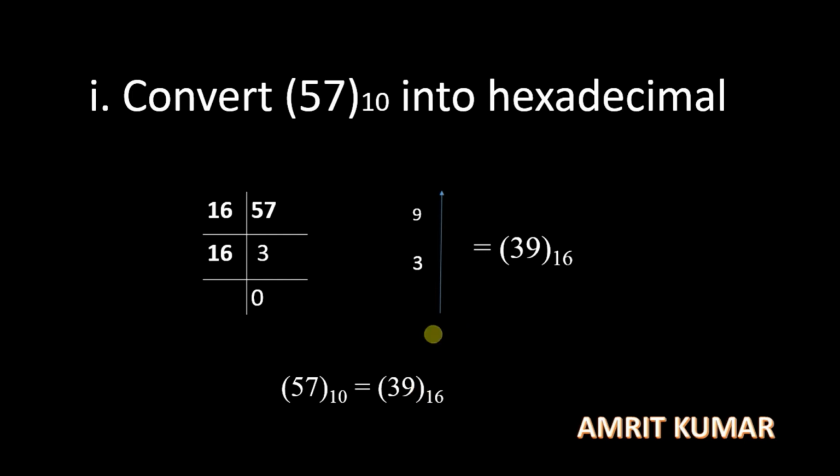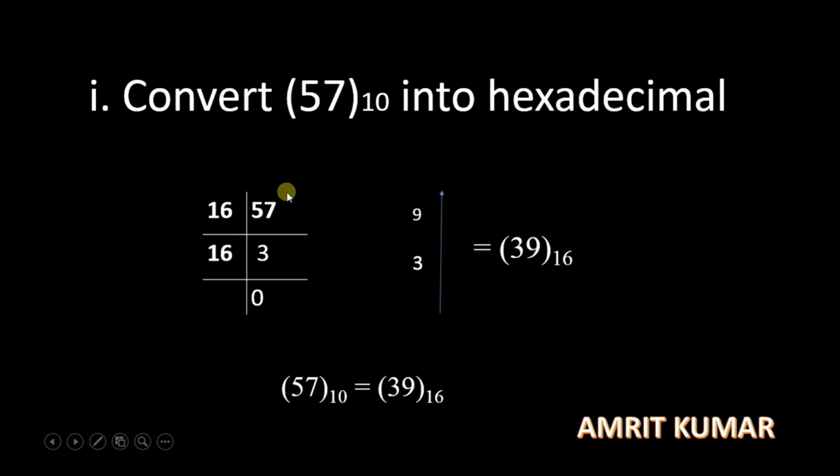So we can say the output of this decimal number is this, because we know that we have to convert a decimal number into a hexadecimal number, and we know that the base of a hexadecimal number is 16.